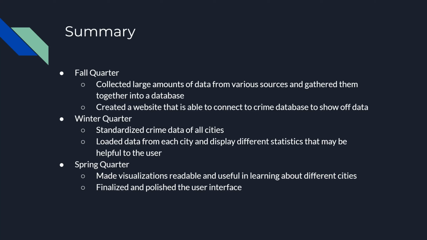In our winter quarter, we really focused more on standardizing the data. We got all of our dates and our crime types standardized, and we started creating new visualizations for the data rather than just table pagination. This is when we started working on charts and maps to really show off our data in a useful way. And finally, in the spring quarter, we polished up our visualizations and our UI, optimized whatever we had in the back end, and implemented data caching and things like that to make our project just run a little smoother overall.